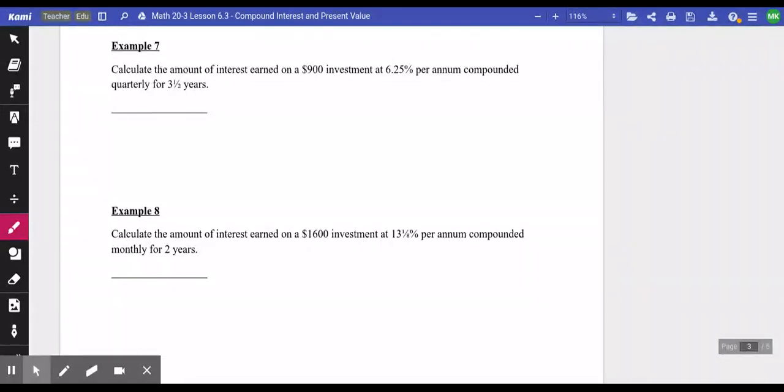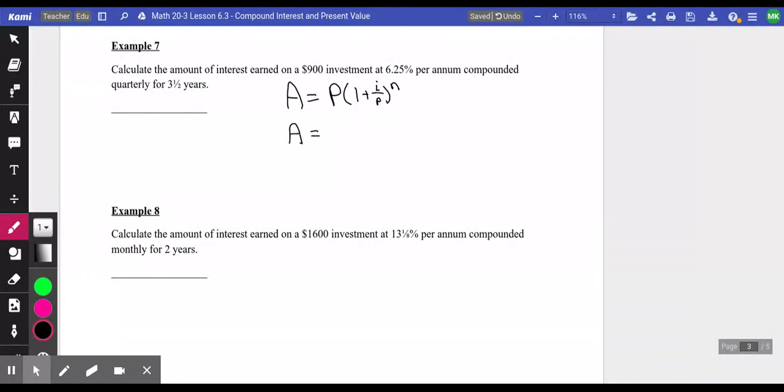It says calculate the amount of interest earned on a $900 investment at 6.25% per annum, compounded quarterly for 3.5 years. All right, our formula hasn't changed. It's P times (1 plus i divided by little p) to the power of n.